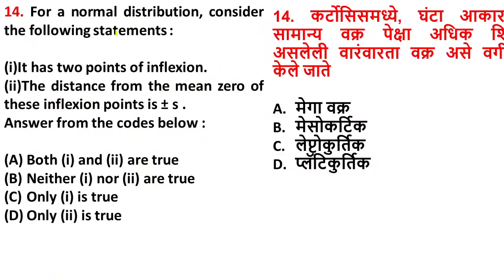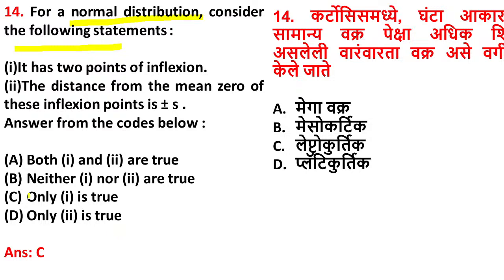Question number 14. For a normal distribution, consider the following statements. Statement 1. It has 2 points of inflection. Statement 2. The distance from the mean 0 of these inflection points is plus or minus s. Answer from the course below. Option A, both 1 and 2 are true. Option B, neither 1 nor 2 are true. Option C, only 1 is true. Option D, only 2 is true.